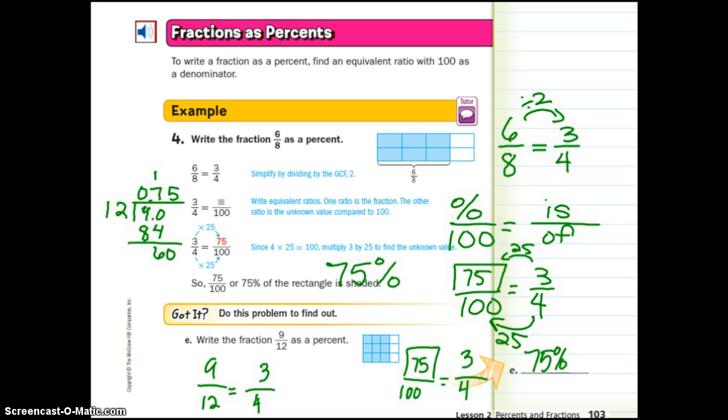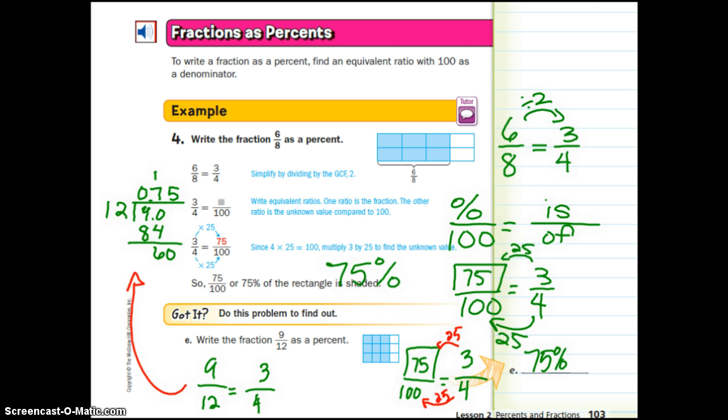Yeah, got it, go. Very interesting that the got it ended up being the same answer. 9/12 simplifies to 3/4. And then I set up my proportion. What over 100 is equal to 3/4? And I know 4 times 25, again, 3 times 25, and that's 75. But more importantly, let's go back to this problem.